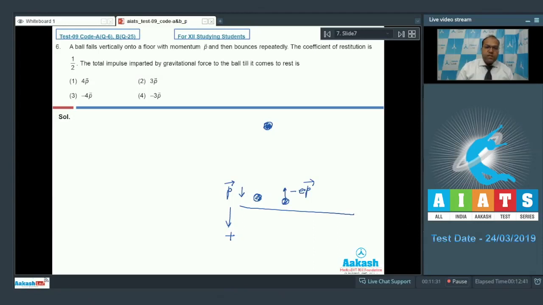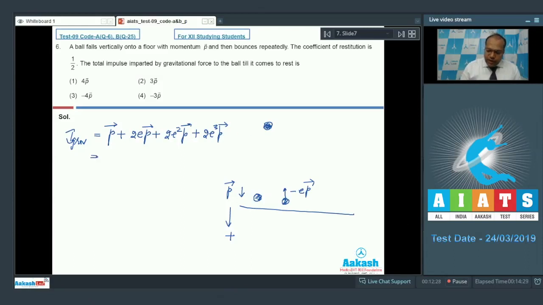So if I write the total impulse imparted by the gravitational force to the ball, then it can be written as: total impulse due to gravitational force is equal to the momentum gained by the ball from here to here, so that is p vector, plus the change in momentum of the ball during the second collision, which is 2 into e into p vector, plus on the repeated cycle it is 2 into e square into p vector, plus 2 into e cube p vector, and so on, and the final momentum becomes 0.